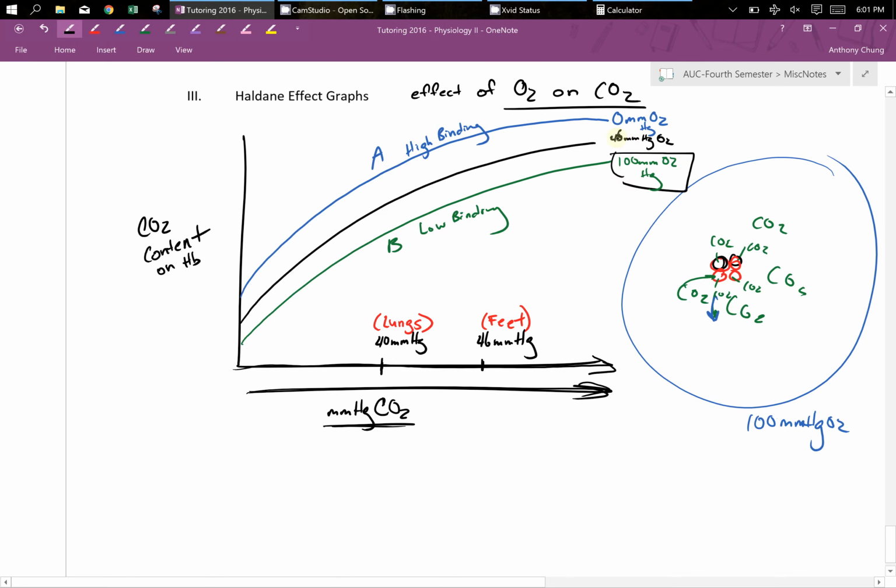So let's just connect the dots. Your lungs are over here, right? How much oxygen do you have in your lungs? 100 millimeters of oxygen. How much oxygen do you have in your feet? 46.